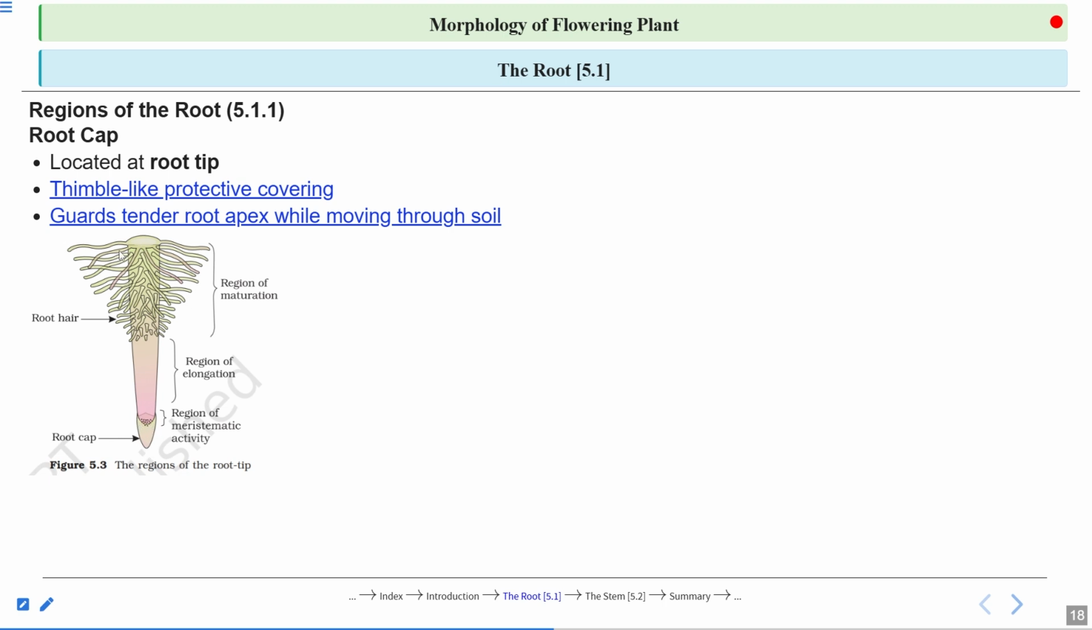This is the root hairs, and this is the region of maturation. Just below the region of maturation, there is a region of elongation. And the main region, just above the root cap, is the region of meristematic activity. So here the cells get continuously divided. Once they get divided, they shift towards the region of elongation. The cells get elongated and matured. Once they get matured, they give rise to root hairs. So these root hairs are going to help in the process of water and mineral absorption.